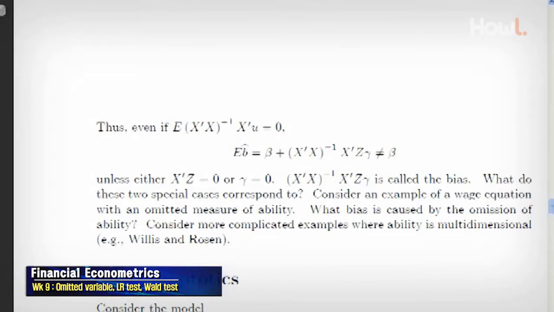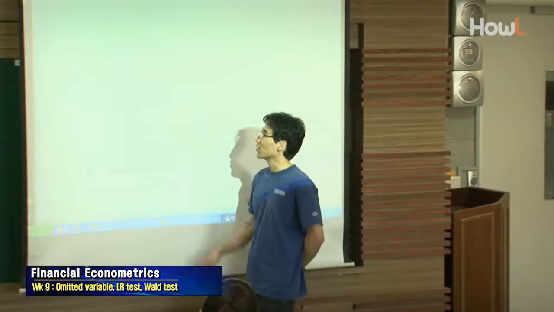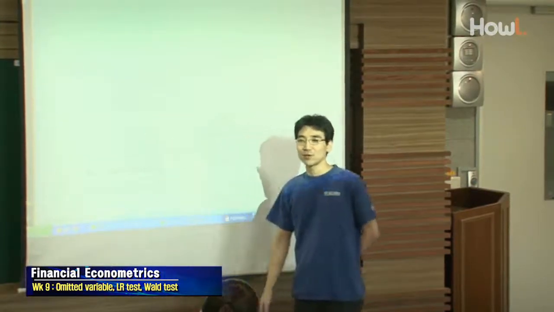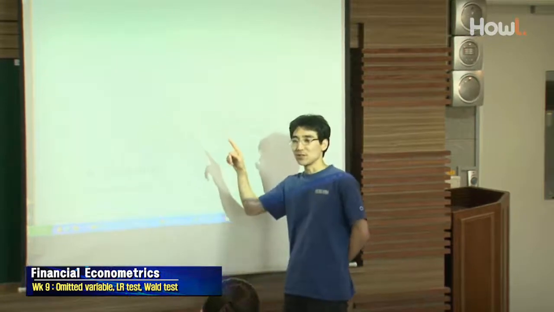So the question is whether this whole term is positive or negative. And this term is positive semi-definite, so it is not important. Only this term matters. In this case, X is education and Z is ability. So our question is whether X prime Z is positive or negative.